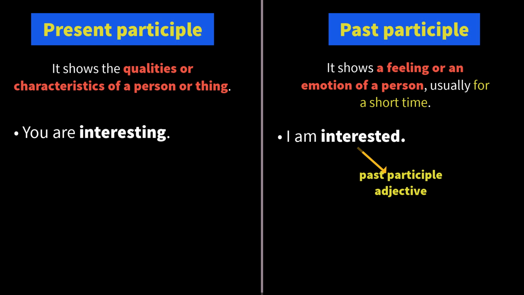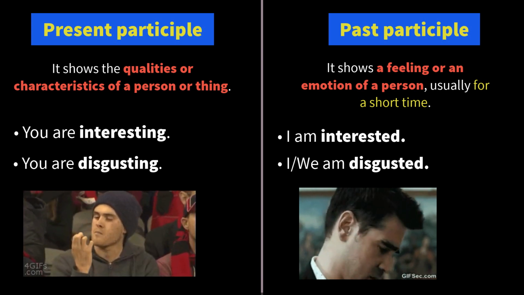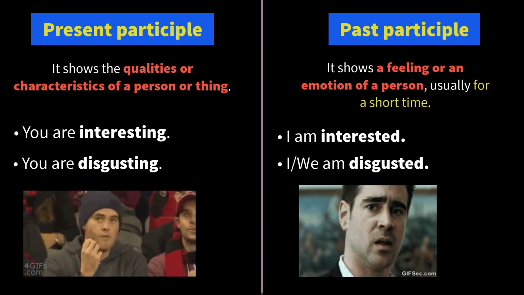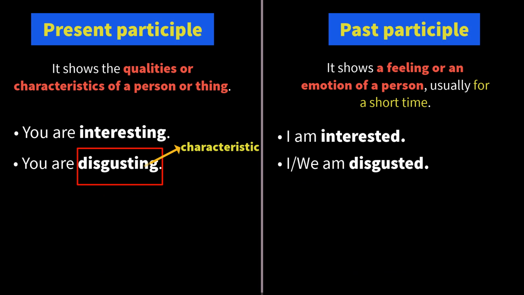And I'm getting this feeling because of you being interesting. So a present participle causes a feeling or an emotion. So if you are disgusting, I will be disgusted. Here disgusting is a characteristic, is a quality, right? If you are disgusting, that means there is something about you that people do not like, that people get disgusted of.